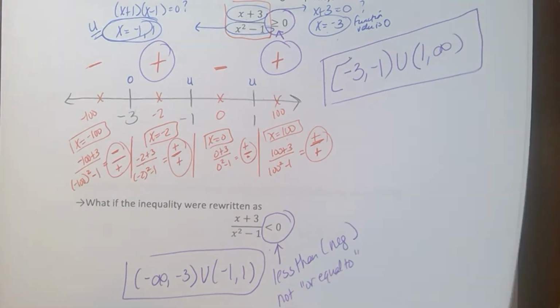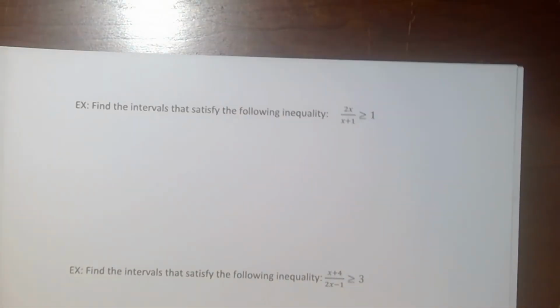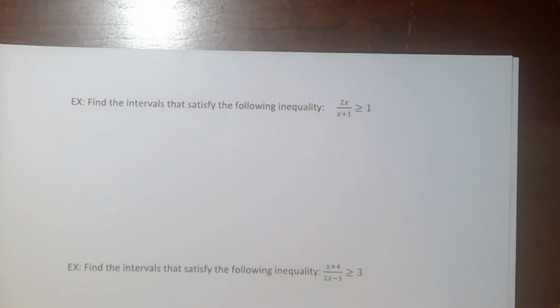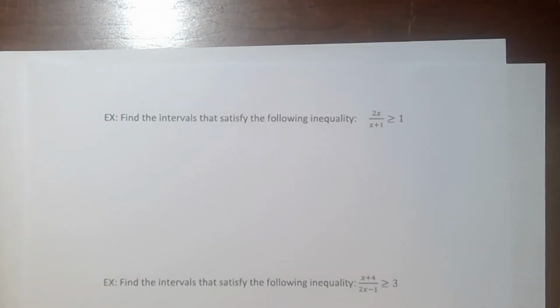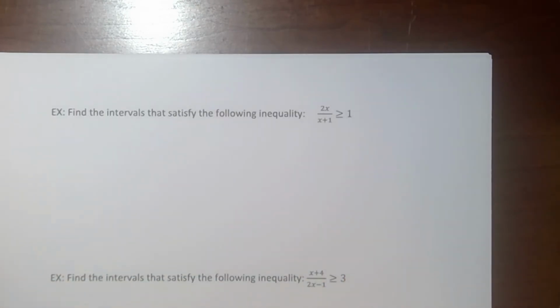All right, let's look at the next page and work through that next example. This one says, again, to find the intervals that satisfy the inequality. This time, however, I am not starting with it set to 0, so I need to do some work before I ever get to the place where it's set to 0. I'm going to need to move that 1 over to the other side. So let's just start by doing that.